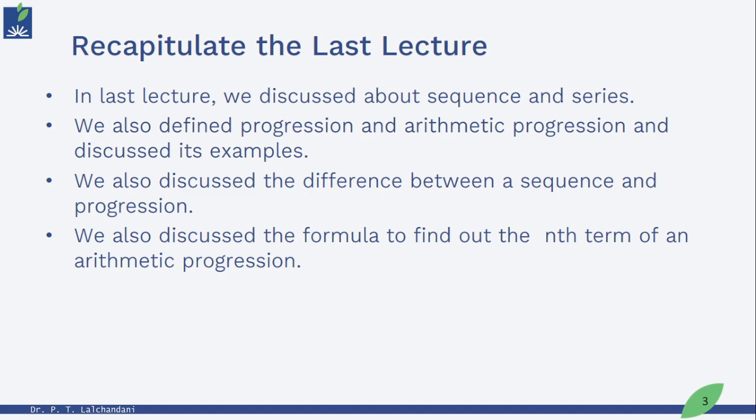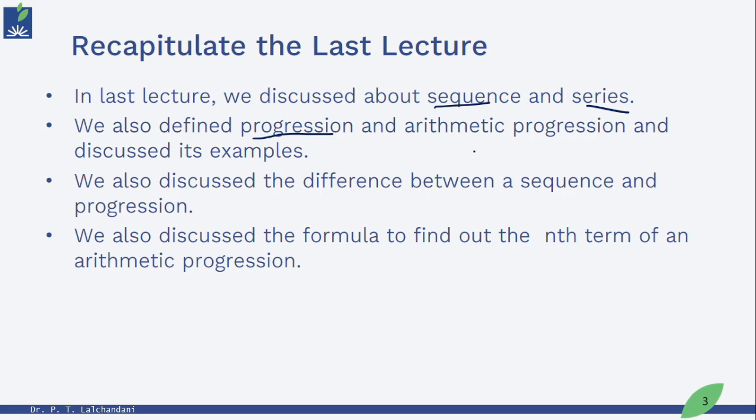As you know, in the last lecture we discussed sequences and series. We gave the definition of a sequence, discussed several examples, and also defined what a series is, with examples. Then we defined what a progression is. We are going to focus on the progression portion, and we will discuss three different types of progressions during this lecture series: arithmetic progression, harmonic progression, and geometric progression.